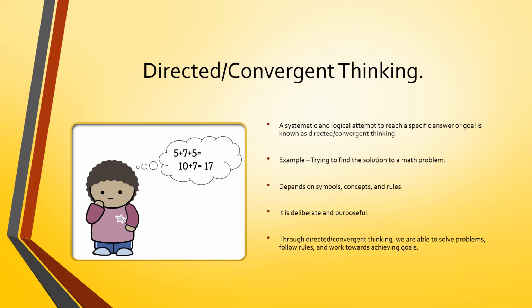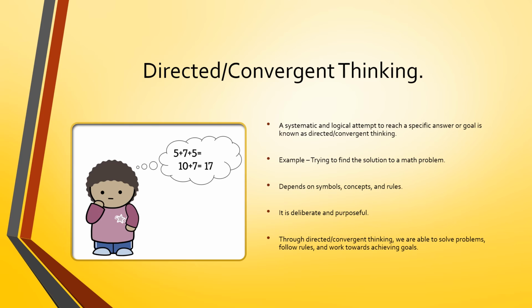Directed and convergent thinking. A systematic and logical attempt to reach a specific answer or goal is known as directed or convergent thinking. An example of this could be trying to find the solution to a math problem. There are certain steps that you must take to find the exact answer. Just like in math, here I have 5 plus 7 plus 5. Well, we could break that down into, I know 5 plus 5 is 10, plus 7 equals 17. So there are certain steps you need to take to find the answer.